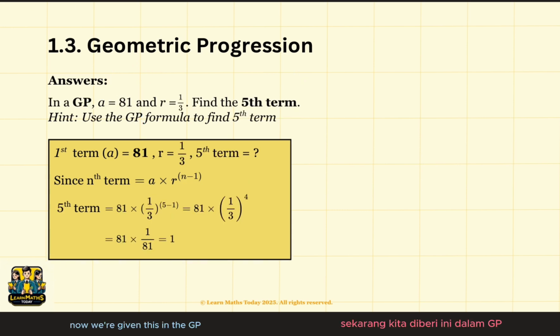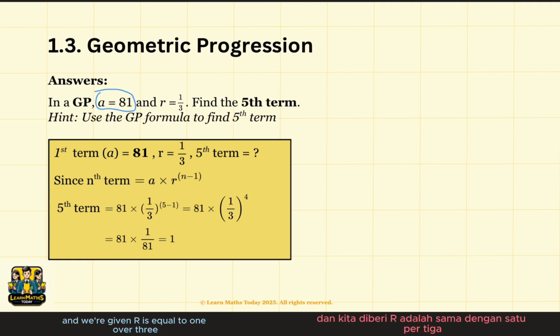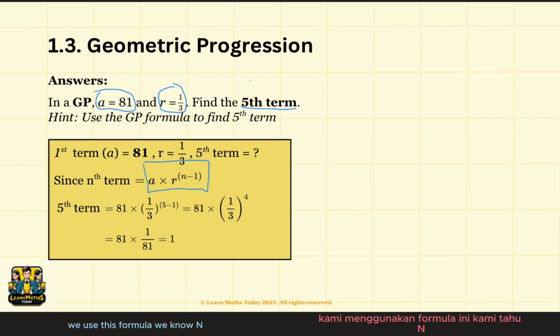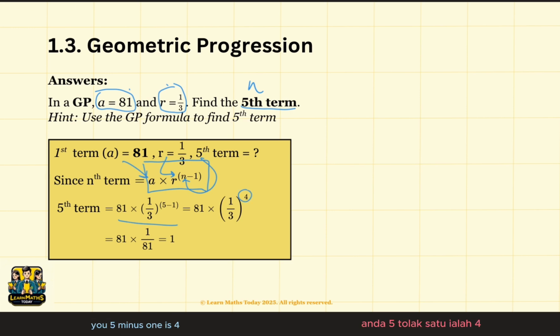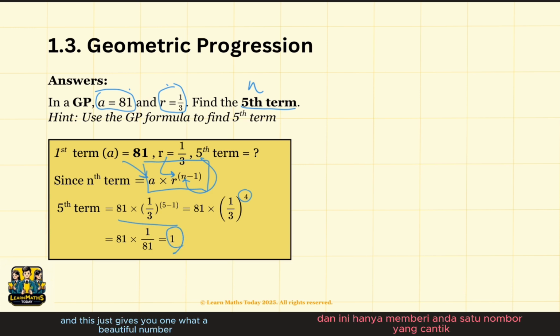Now we're given this. In the GP, a is equal to 81. We're given a, and we're given r is equivalent to 1 over 3, and we're asked to find the fifth term. This is a very standard question. We use this formula. We know n, we know r, we know a. We just plug in all the values into this formula like this, and then you rearrange the terms. 5 minus 1 is 4, 1 over 3 to the power of 4 is 1 over 81, and this just gives you 1. What a beautiful number.